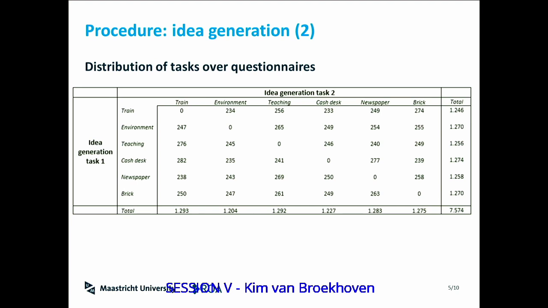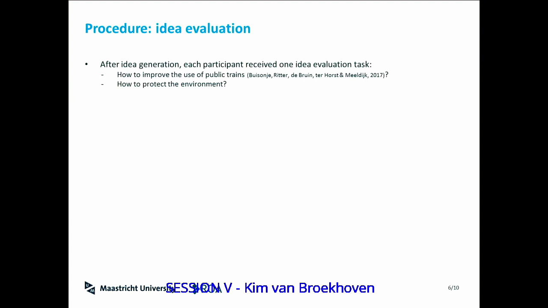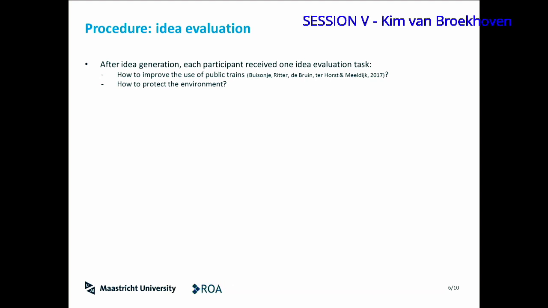Imagine, you could be the one that first received the train task. So you were asked to generate ideas for the train problem, how to improve the use of public trains. And then, for example, teaching. So then you were asked how to improve teaching at a university. After ID generation, they were asked, can you evaluate, can you rate ideas for one of the following problems? So how to improve the use of public trains, or how to protect the environment. For today, I will focus on the train problem, because we have creativity experts' ratings for that, and we are now working with the Dutch railway system also to get more content experts about this.